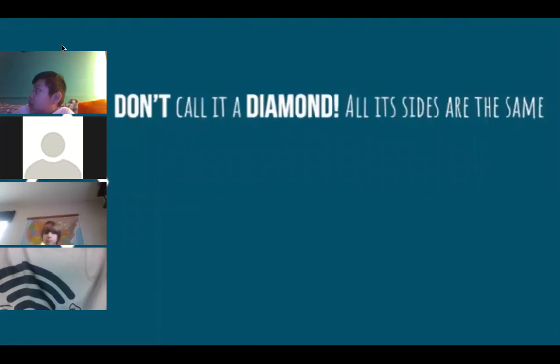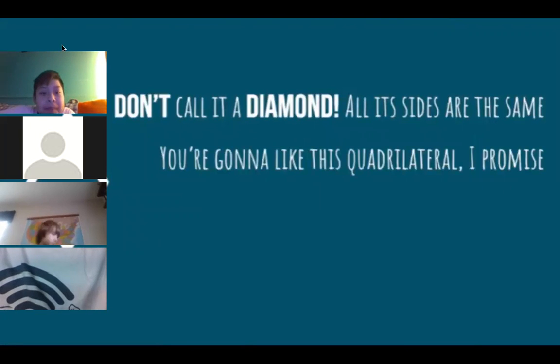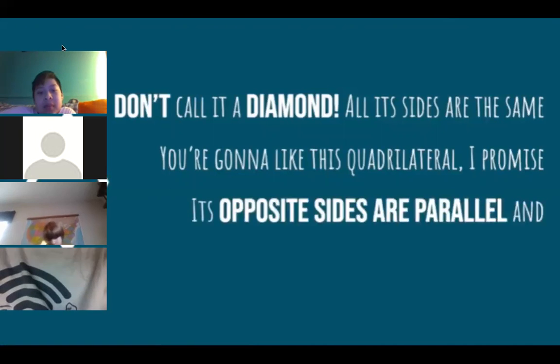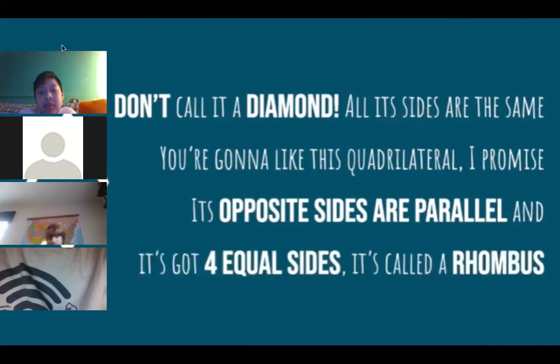Don't call it a diamond, all its sides are the same. You're gonna like this quadrilateral, I promise. Its opposite sides are parallel and it has four equal sides, it's called a rhombus.